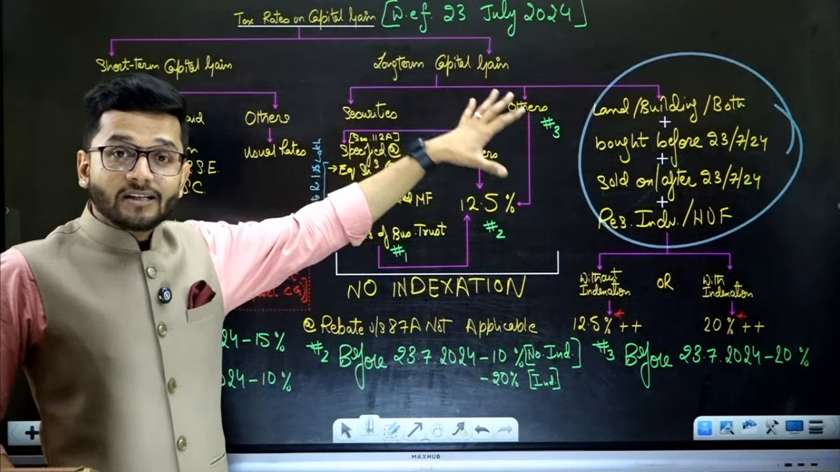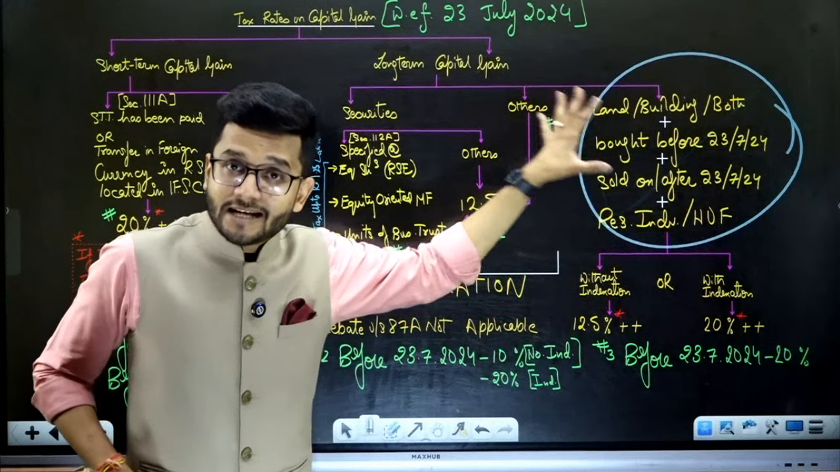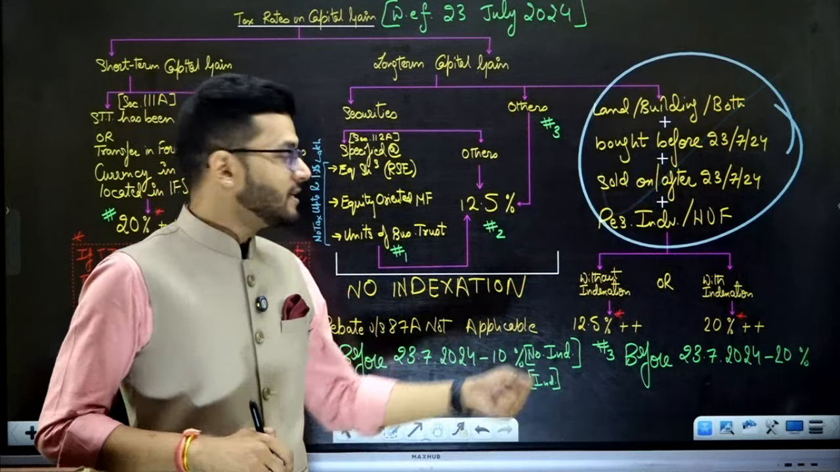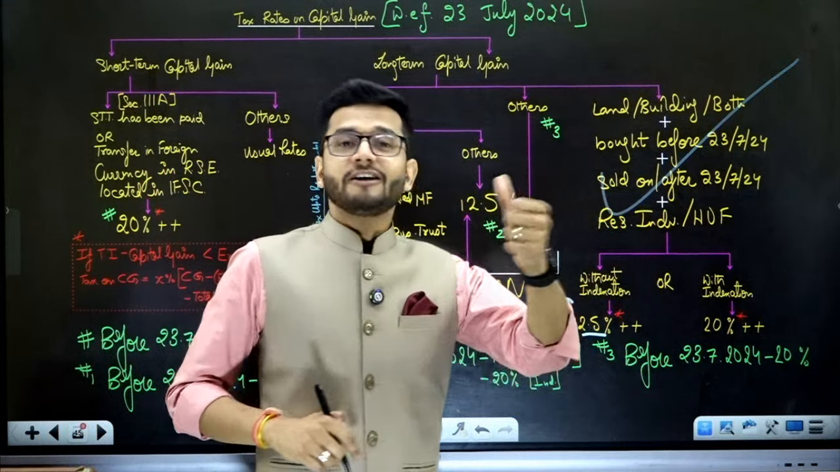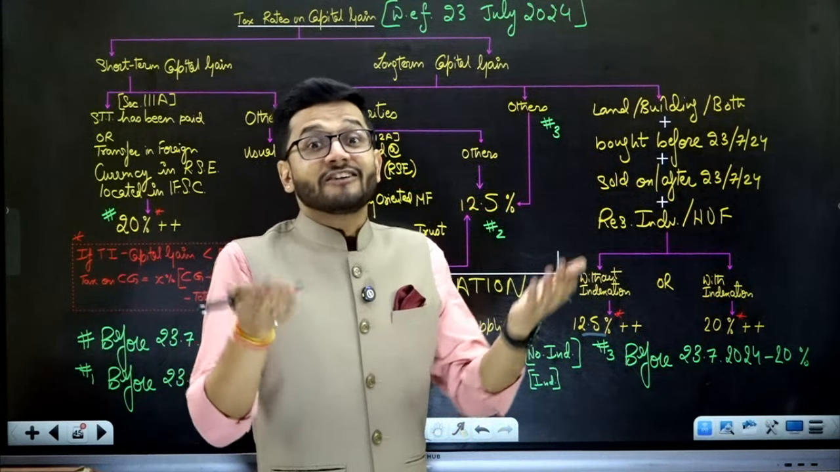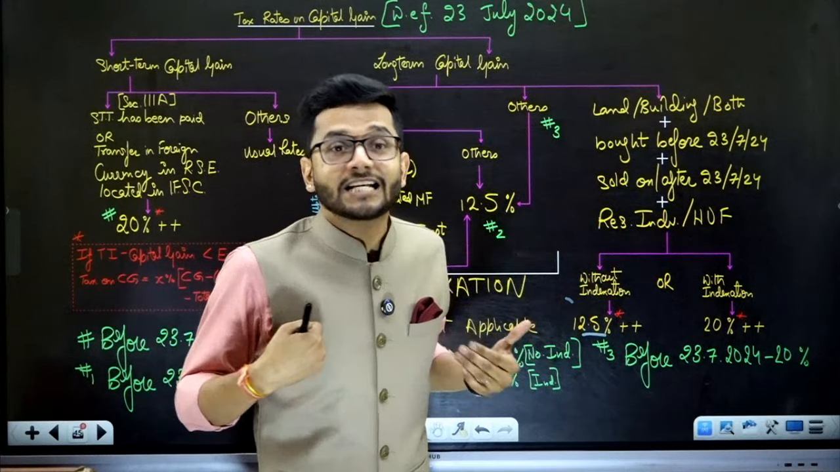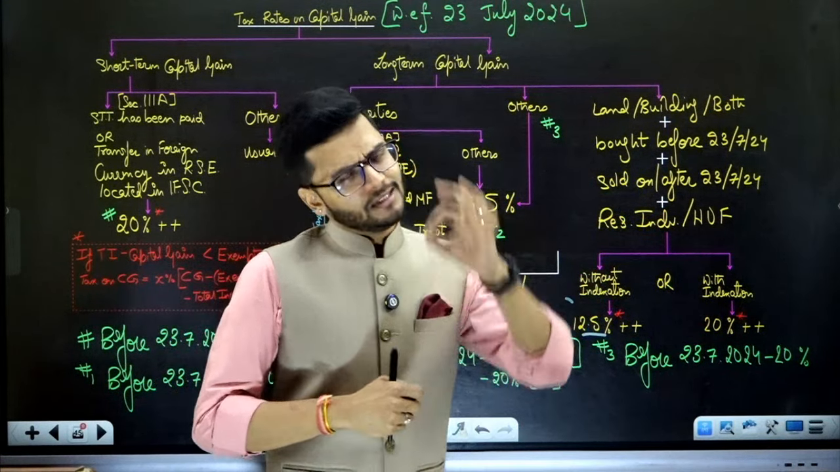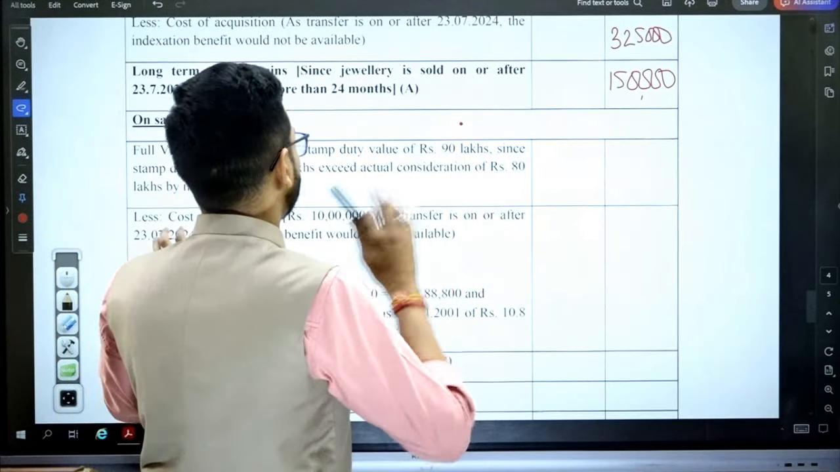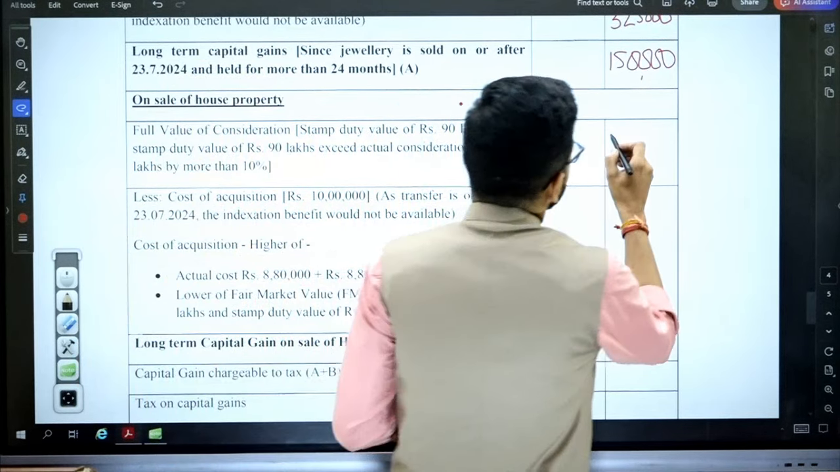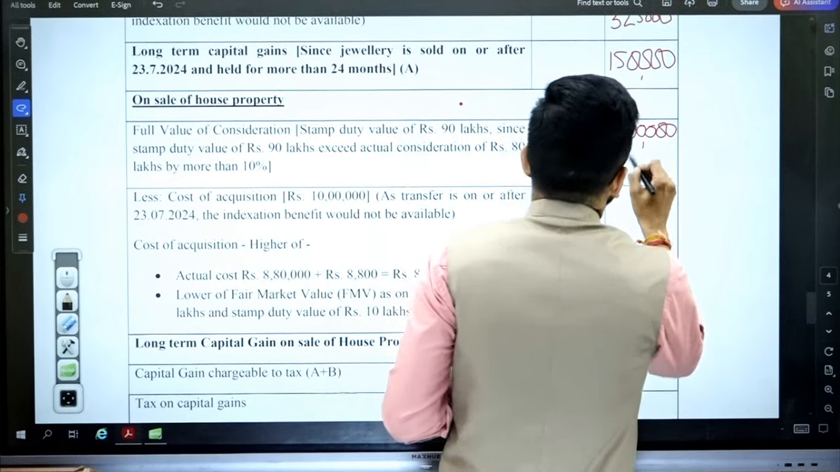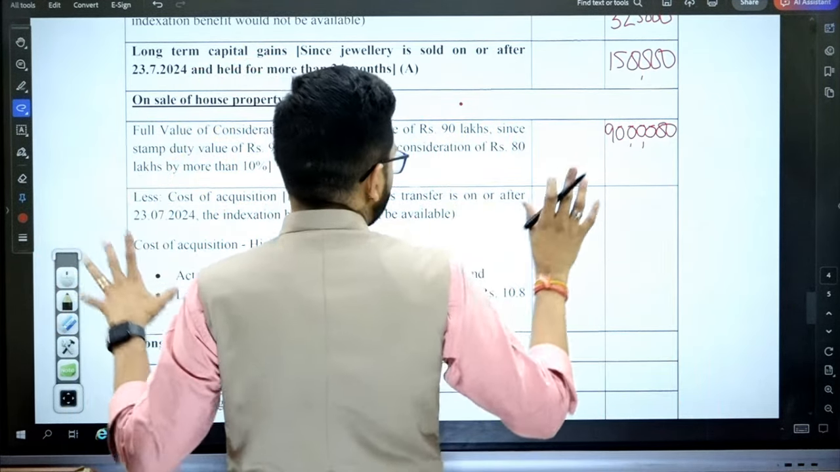So do I get covered under the exception? Yes, I do. So do I get a choice? Yes, I get a choice: without indexation 12.5% or with indexation 20%. Whichever is beneficial to the taxpayer, I'll choose either of the 2. Let's compute capital gain in both these scenarios and see what is more beneficial to us. What is the full value of consideration? It is 90 lakh rupees. Is there any cost of transfer? No, there is no cost of transfer.